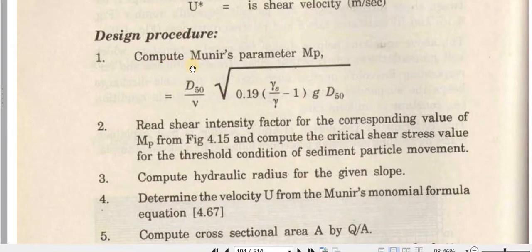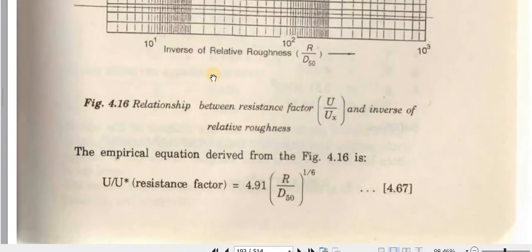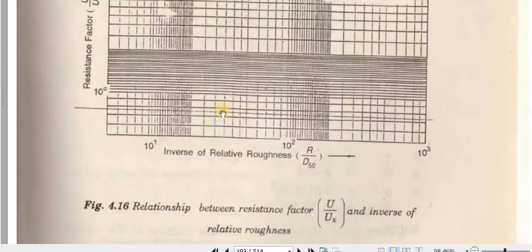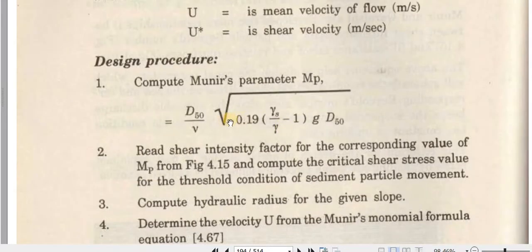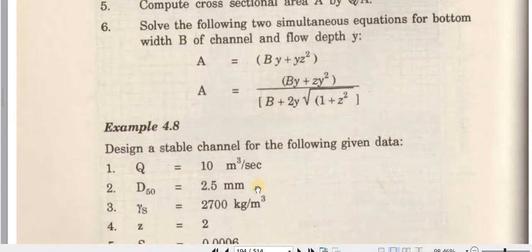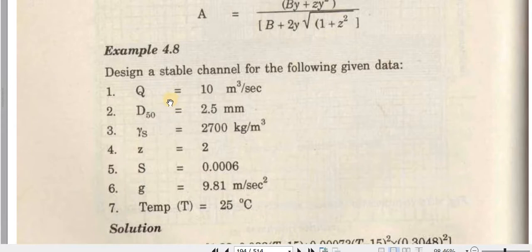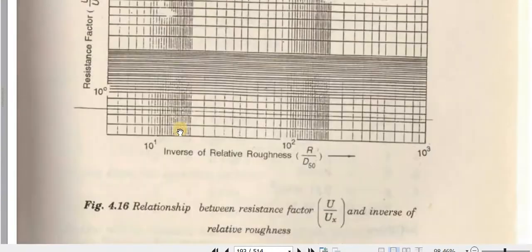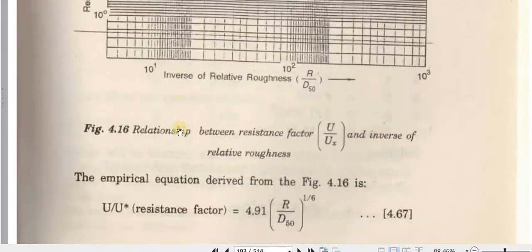Its design procedure is, first of all, compute Munir parameter. The equation for Munir parameter is MP. This is the equation. D50 representative size, kinematic viscosity and all the other parameters. And second, read shear intensity factor for corresponding value from the graph, and we will compute hydraulic radius, determine velocity. So we will see how to design it on shear stress, critical shear stress criteria.